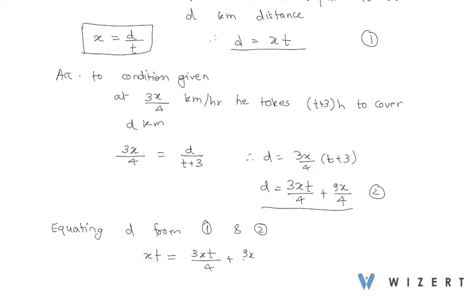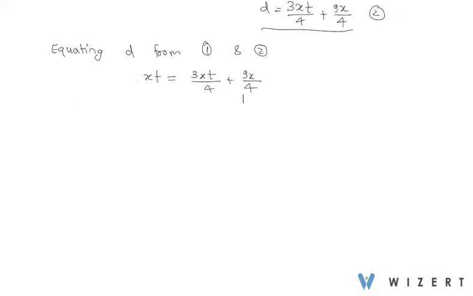plus 9x by 4. So we can take this 4 from the denominator common out of this right hand side, and we get xt is equal to 1 by 4 common out, so 3xt plus 9x. So we can take this 4 over here on the left hand side, so we get 4xt is equal to 3xt plus 9x. So we can take this xt term over here on the left hand side because it is a like term with 4xt. So we get 4xt minus 3xt equal to 9x.